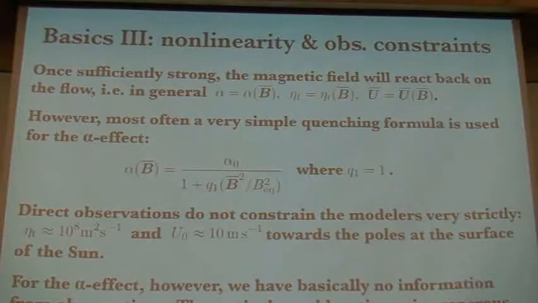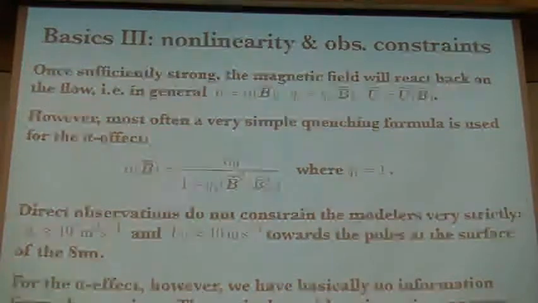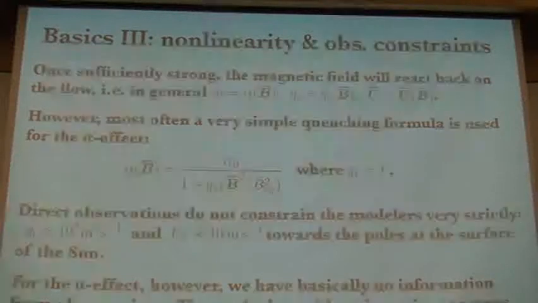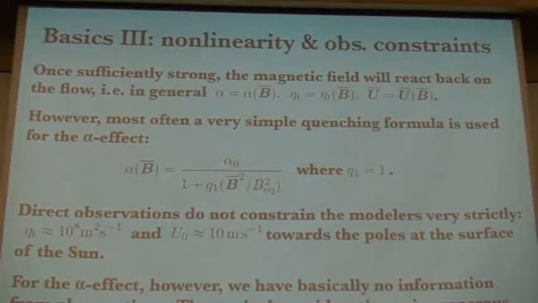And then in the deep layers of the solar convection zone, the velocities are of the order of a few meters per second. And this is actually our order of magnitude of what we usually expect for the alpha effect: 1 meter per second or a couple of meters per second.